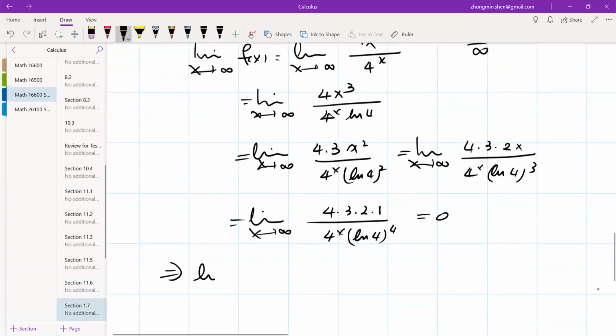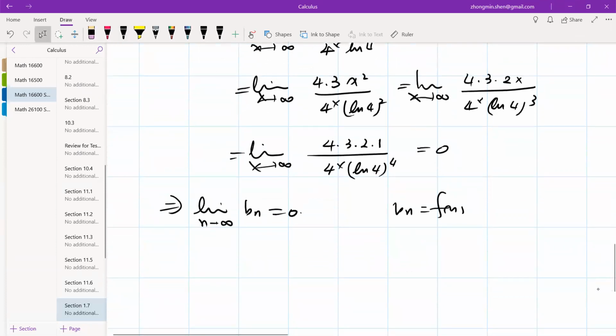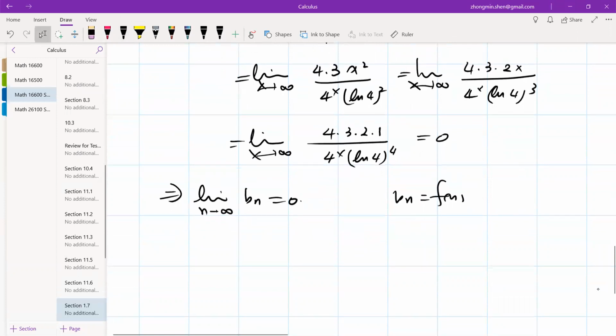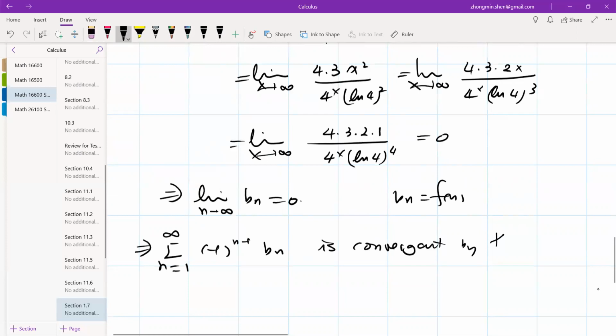That implies natural log of n approaching infinity, Bn is going to be 0. Why? Because Bn is f of n, right? So now you verify all the conditions required for the alternating series test. Therefore, this is negative 1 to the n minus 1 times Bn. Okay, this is convergent by the alternating series test.